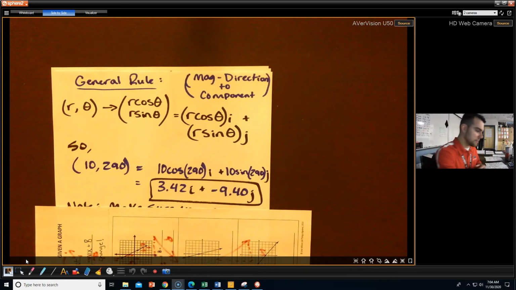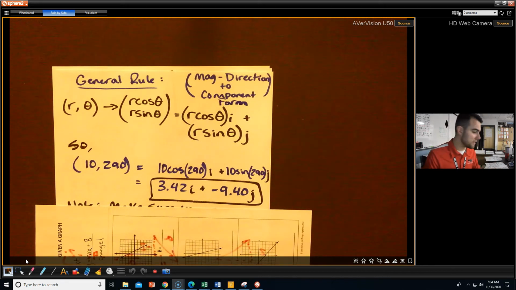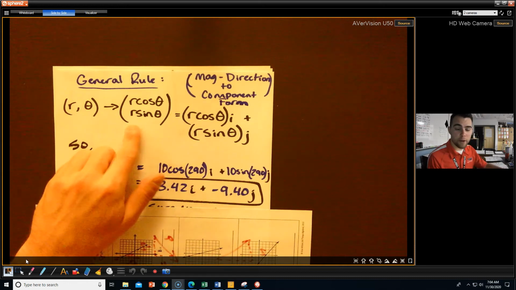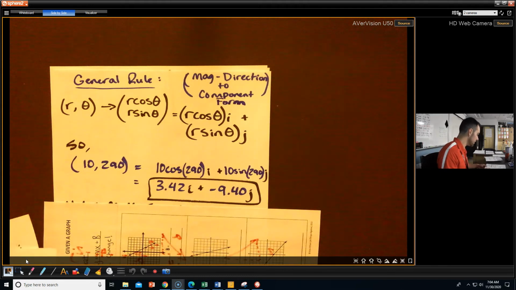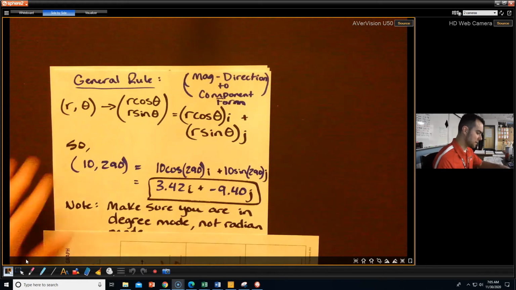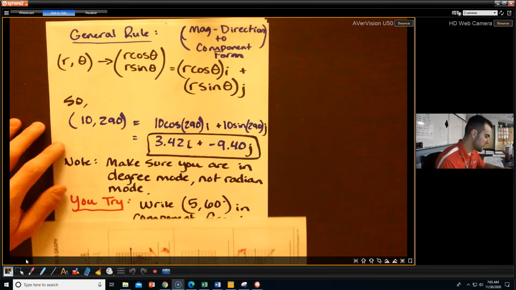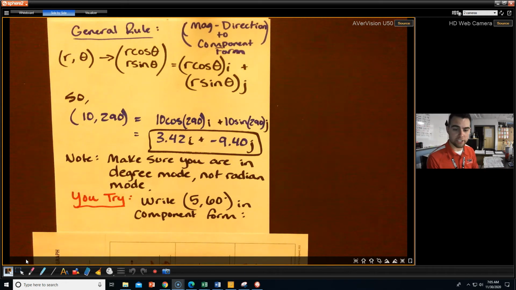Okay? If it makes it a little bit clearer to you, maybe write the component form part in your notes, so you know what you're doing with that thing. You can also write it like this, the magnitude direction form. You can compute it to make it look more like that. And that really comes from, looking for it in my notes, this guy right here, where it could also be represented. So that's another way to look at it. Oh yeah, we already went over that. So you try: write 5, 60 degrees in component form. Go ahead and give it a shot.